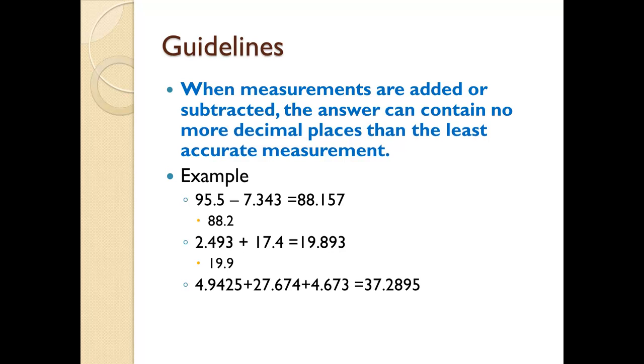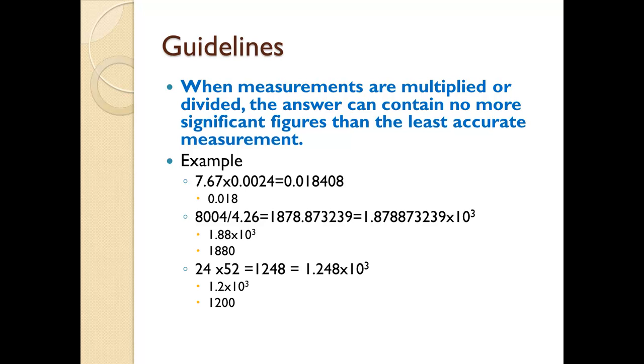In this other example, I look for the least accurate measurement, and that is the 27.674, which has three decimal places, and the 4.673, which also has three decimal places. So therefore my final answer should have three decimal places. My calculator is going to display 37.2895, but to represent three decimal places, my final answer is really 37.290. Remember that 0 at the end is considered to be significant.